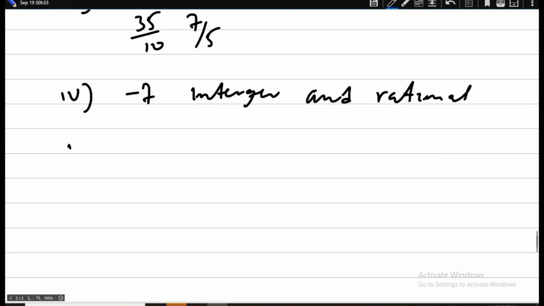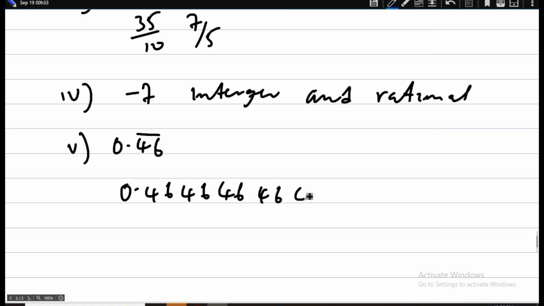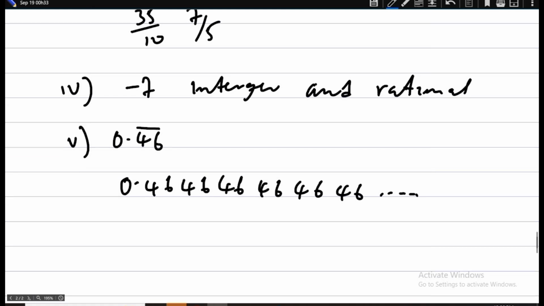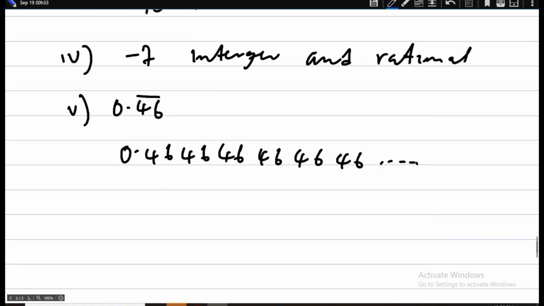So we go to V. V said 0.46 bar. Now the bar means repetition. So let us check it out. This is 0.464646464646, and it continues like that till infinity. So we want to know if it is a rational or irrational number. Let's see how we can express it as a fraction.